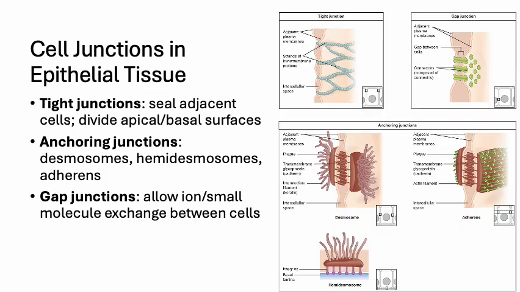Epithelial cells are tightly connected to one another through specialized structures called cell junctions. Tight junctions seal adjacent cells together, preventing substances from slipping between them and helping maintain separation between apical and basal surfaces. Anchoring junctions, including desmosomes and adherens junctions, provide mechanical strength by holding cells firmly together, especially in tissues exposed to stress. Gap junctions allow ions and small molecules to pass directly between neighboring cells, enabling communication and coordination.